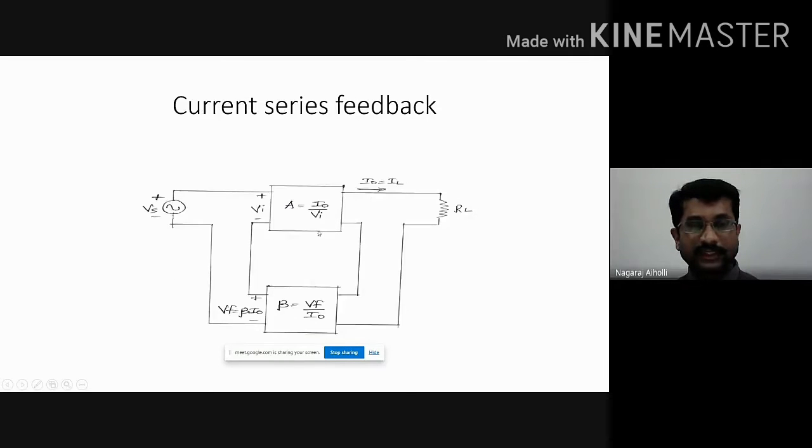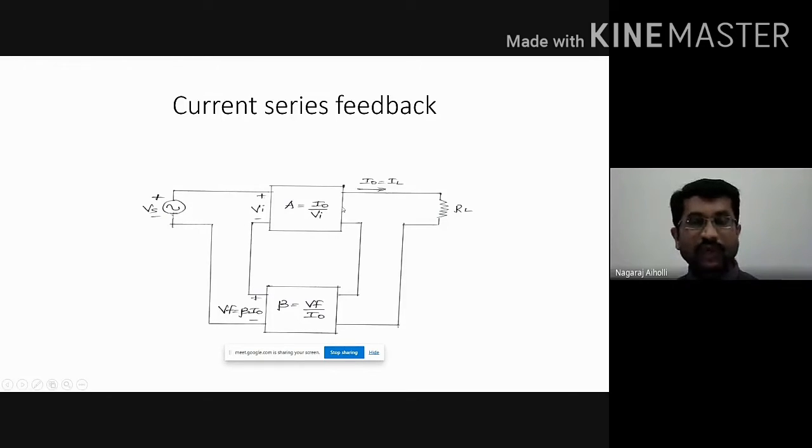Then if we see this circuit, current series feedback amplifier, it is I naught by Vi. That is, output is current, it is flowing in series through the load, and input is Vi. Now this is the reciprocal of resistance, is it not? Hence it is conductance. We know that the reciprocal of resistance is nothing but the conductance. This amplifier is called a transconductance amplifier.